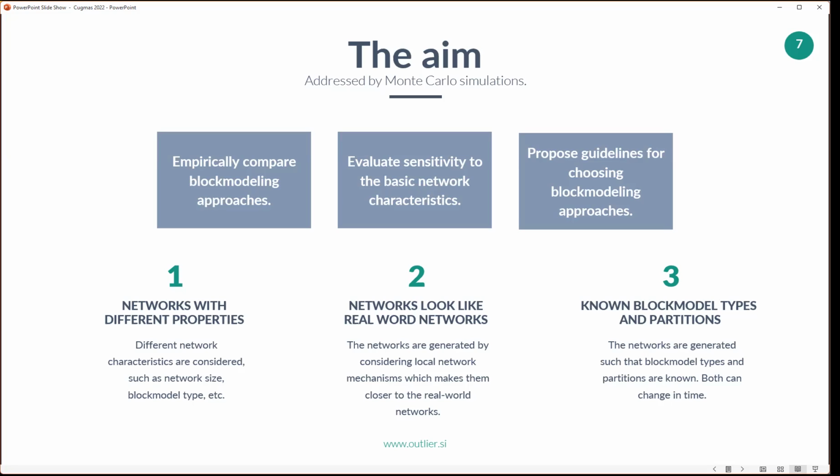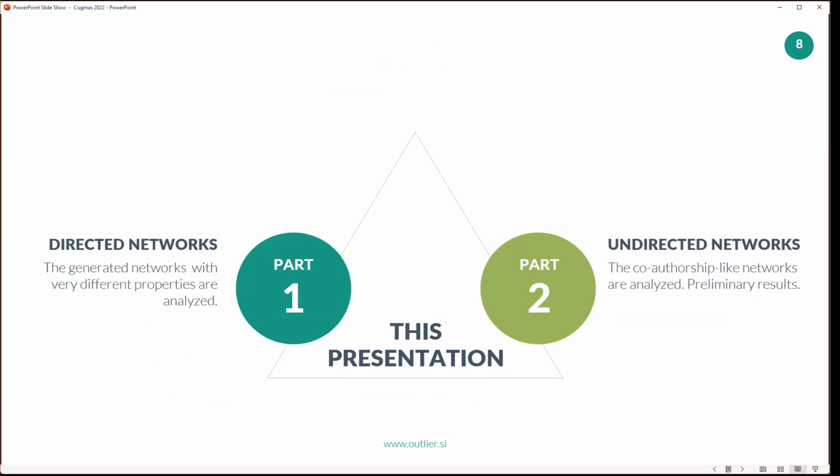And we achieved this by considering some local network mechanisms when generating networks. And also we proposed an algorithm for generating networks so that the block model type and partitions are known in advance. This enables us to evaluate these block modeling approaches.